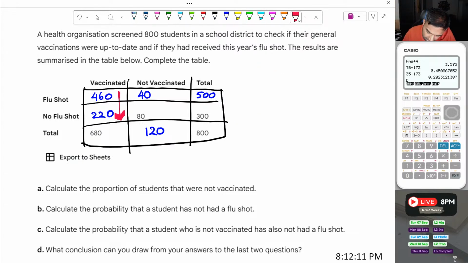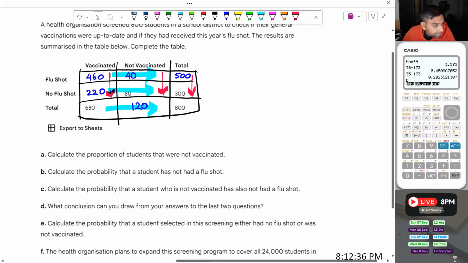So basically these things get added up together. We also want these things along this way as well as this way. So that's pretty much a really important step to do. If your table is not correct, you're pretty much going to get the rest of the question wrong. So you really want to make sure that your table is actually accurate. Once your table is accurate, then we're ready to go through each question.